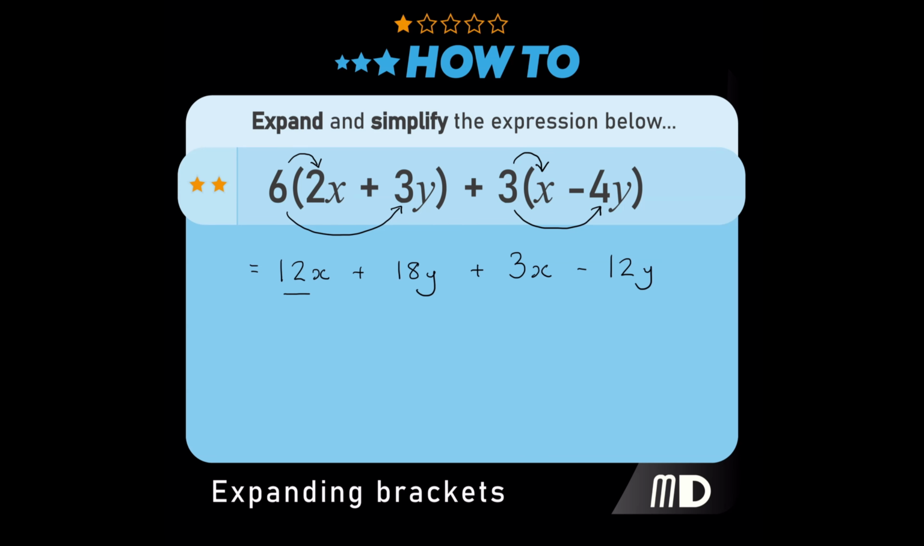12x plus 3x is 15x. And 18y minus 12y is 6y. The simplified expression is therefore 15x plus 6y.